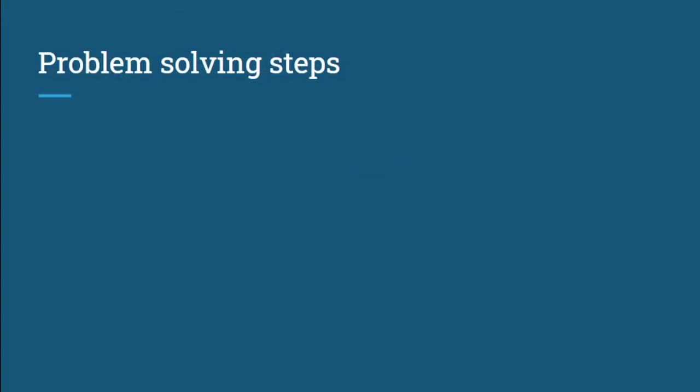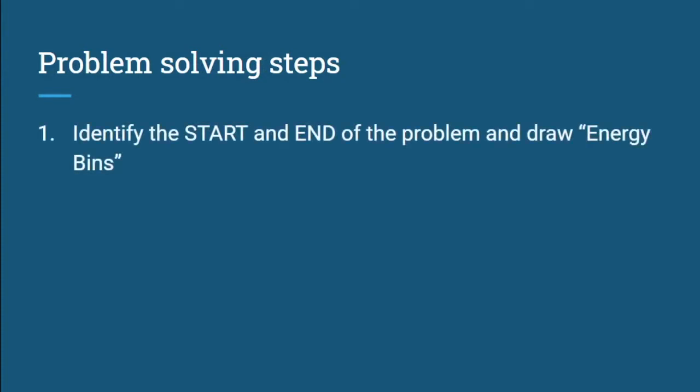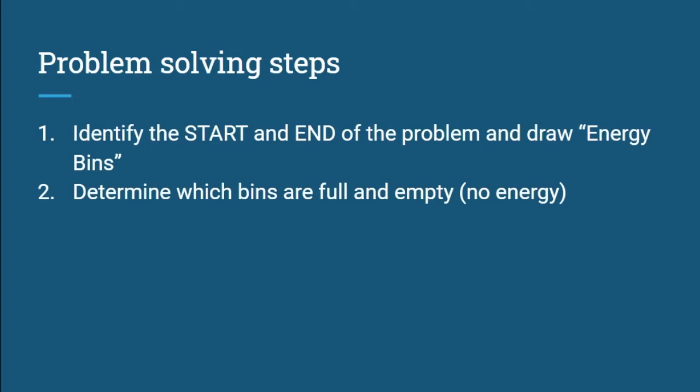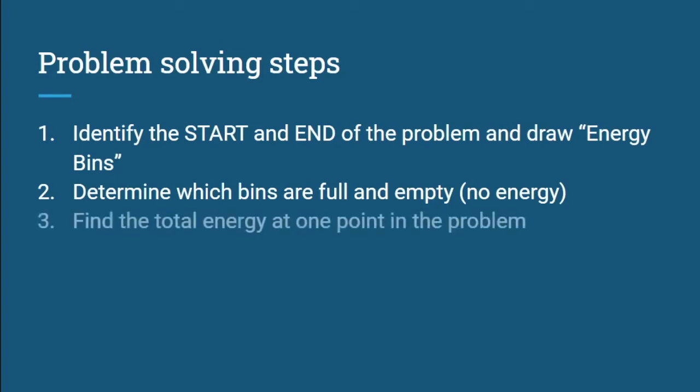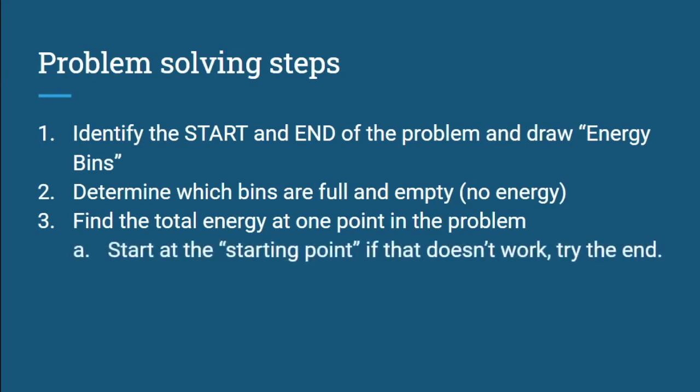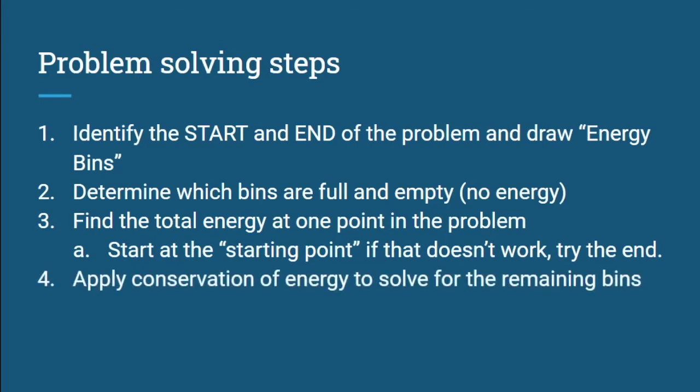So before we start diving into some problems, I would just want to talk about how to set up your problems. First, I recommend you identify the start and end of the problem and draw energy bins. Next, I recommend that you determine which bins are full and empty, meaning which bins have energy and don't have energy. Number 3, find the total energy at one point in the problem. So let's say that you start at the starting point. If that doesn't work, then just try starting at the end. You will have enough information to figure out either the beginning or the end. Then you want to apply conservation of energy to solve for the remaining bins. Solve for all the unknown variables as well at the end, and then you're done with your problem.